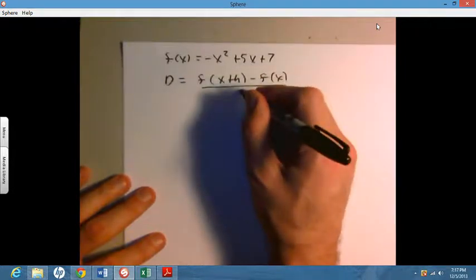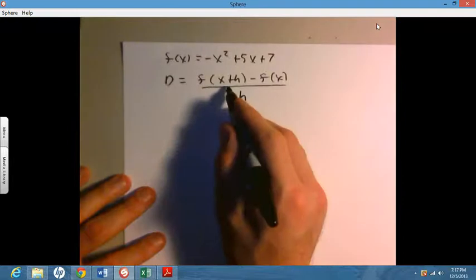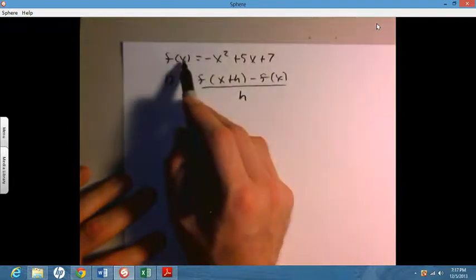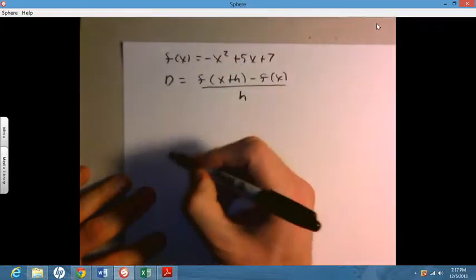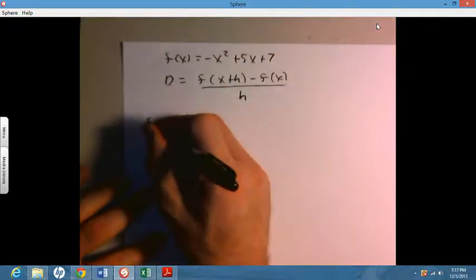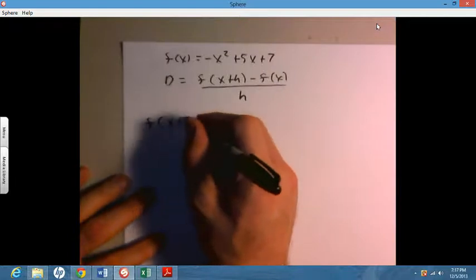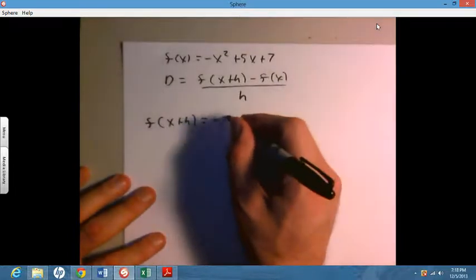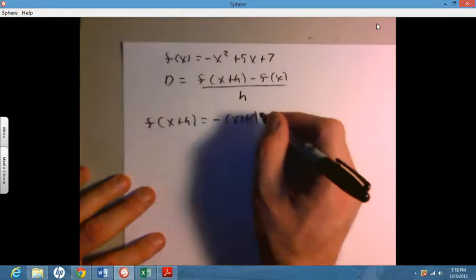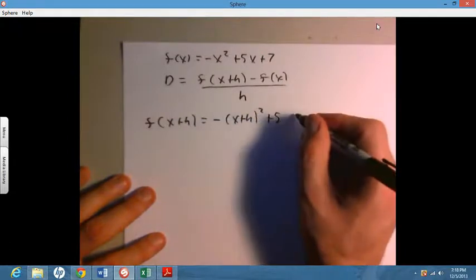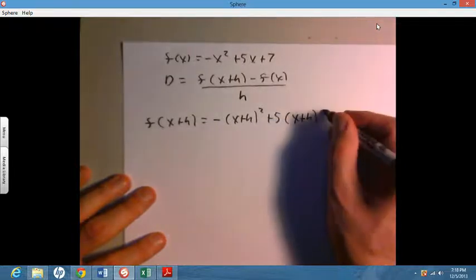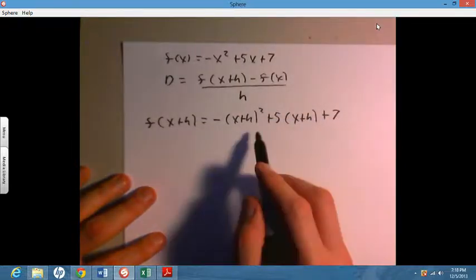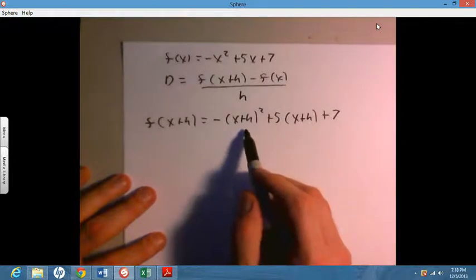Now, the first thing I'm going to do is find f of x plus h. For that, anywhere I see an x in this function definition up here, I'm going to replace it by x plus h. So it's going to be f of, not x, but x plus h, is equal to negative, not x, but x plus h squared, plus 5 times, not x, but x plus h, plus 7. Now this is f of x plus h, but I'm going to have to simplify it to get this problem to work out the way I want to.